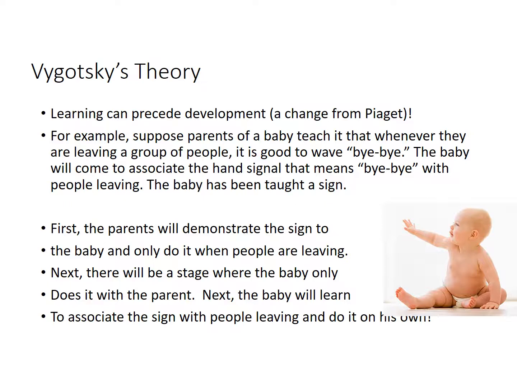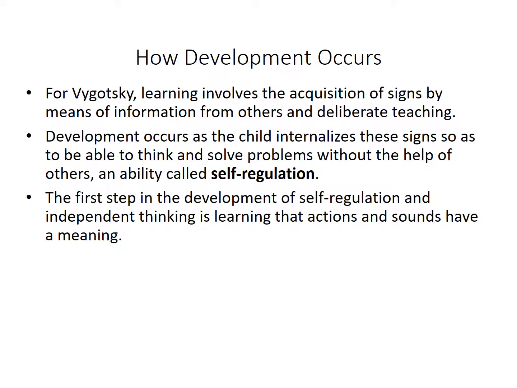So first the parents will demonstrate the sign to the baby and only do it when people are leaving. Next, there'll be a stage where the baby only does it with the parent. And then finally, the baby will learn to associate the sign with people leaving and do it on his own. So the baby has learned bye bye. And that symbol can then promote the development of learning, taking the baby to the next stages.